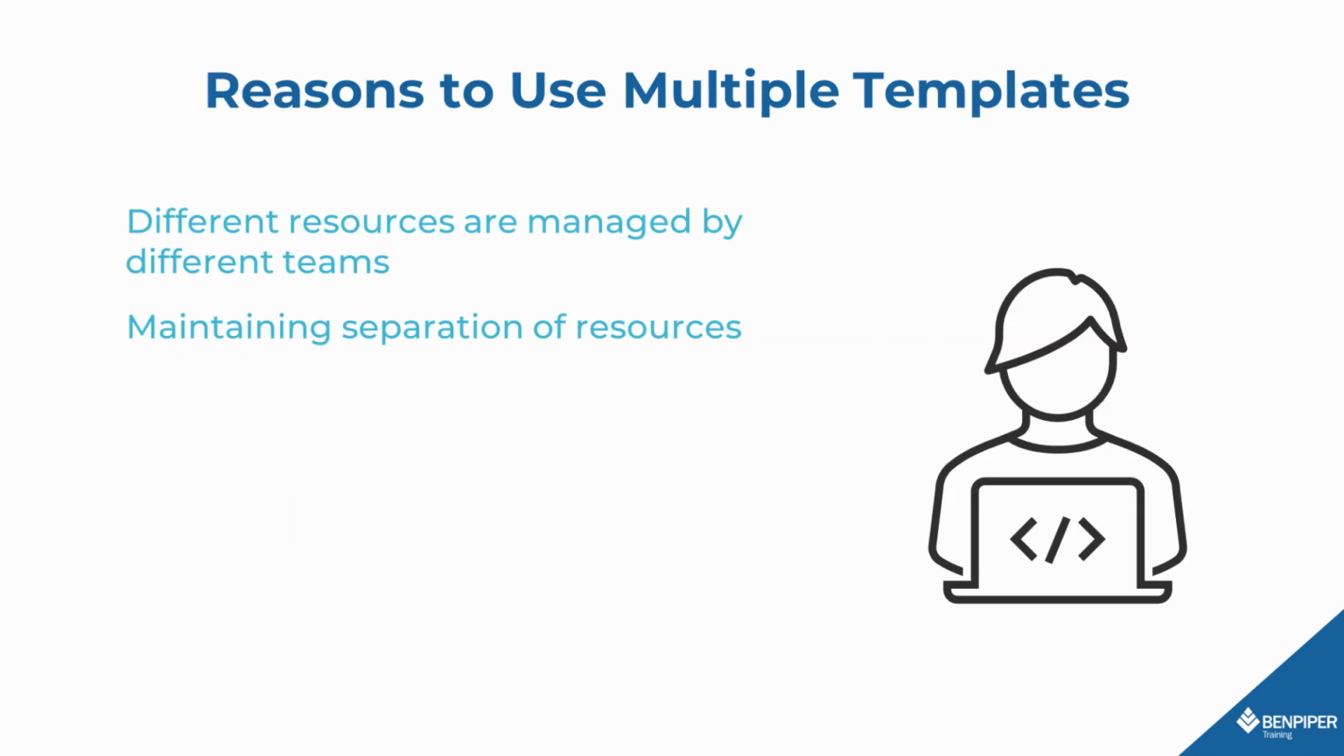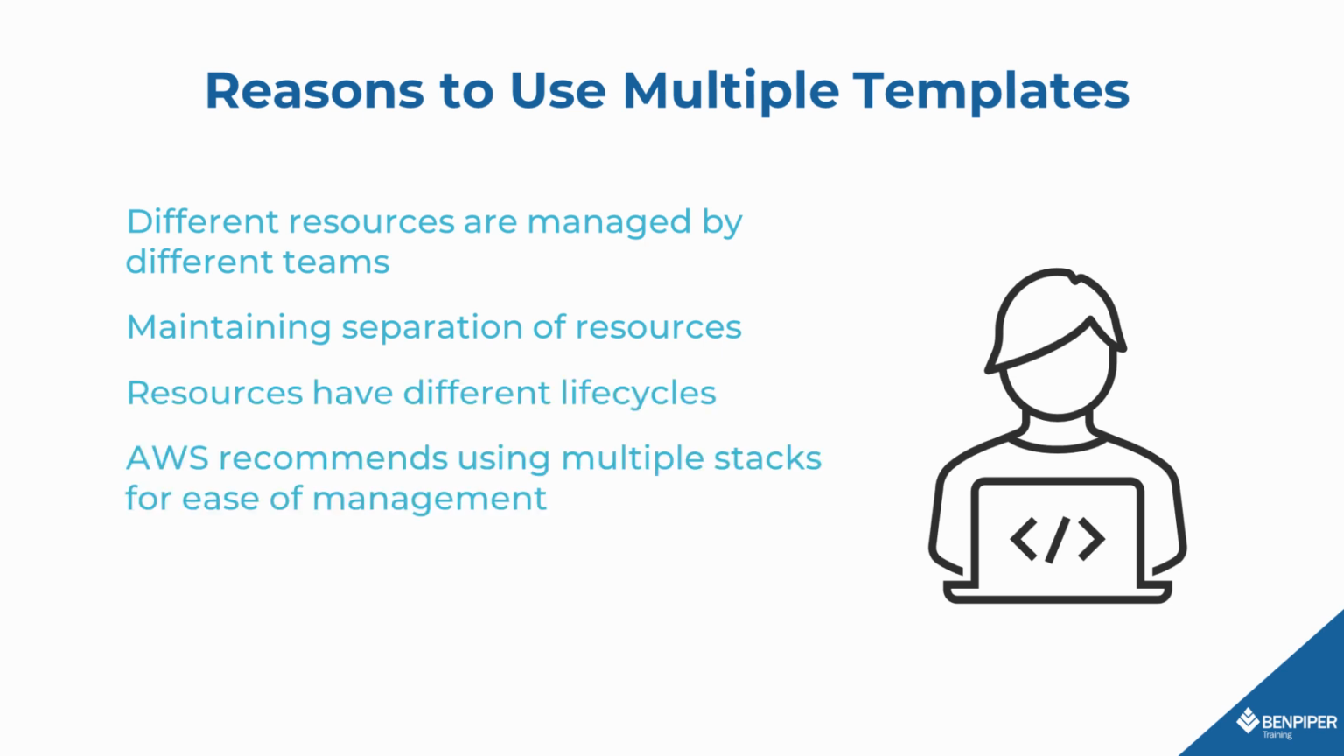How many stacks and templates do you need? Do you put everything in one stack in one template, or do you use multiple stacks and templates? As usual, the answer is, it depends. Different teams may own different resources and need to maintain some degree of separation. For example, one team may manage the VPCs while another team manages the EC2 instances. That's one pretty good reason for using separate templates for each. Another reason for using multiple templates is that different resources may have different life cycles. Production EC2 instances will have a different life cycle than instances used for software development.